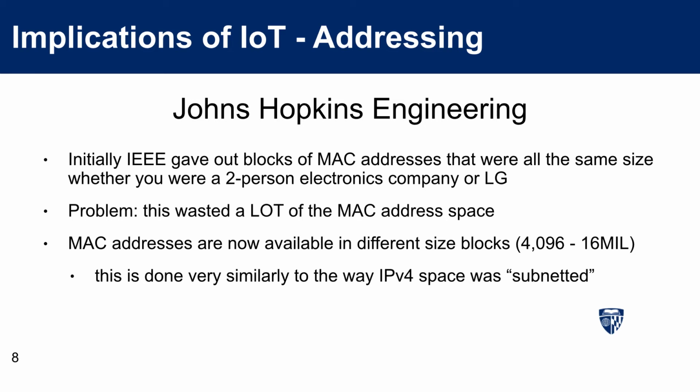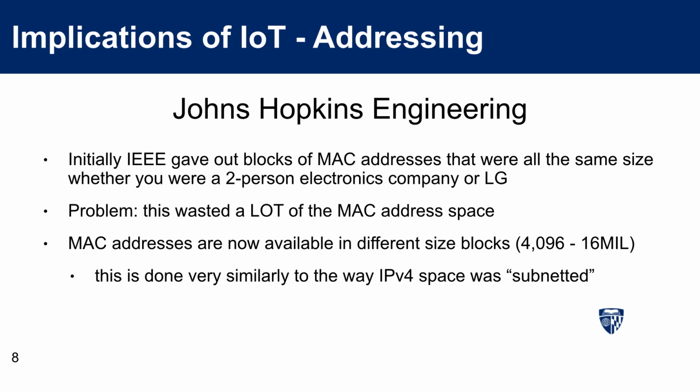The way it used to work, when someone, say Samsung or Apple for their iPhone, went to the IEEE, they would purchase a block of MAC addresses, and the size of the address block given out was the same for Samsung and Apple or Google as it is for small companies. So obviously small companies don't need a 16 million block of MAC addresses. So now, if you think of the way that IP networks are subnetted, they've done that for MAC addresses, and they're only giving out a specific size portion based on your need.